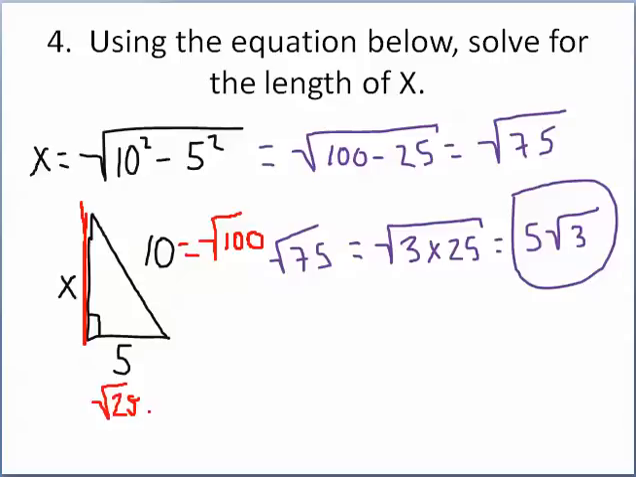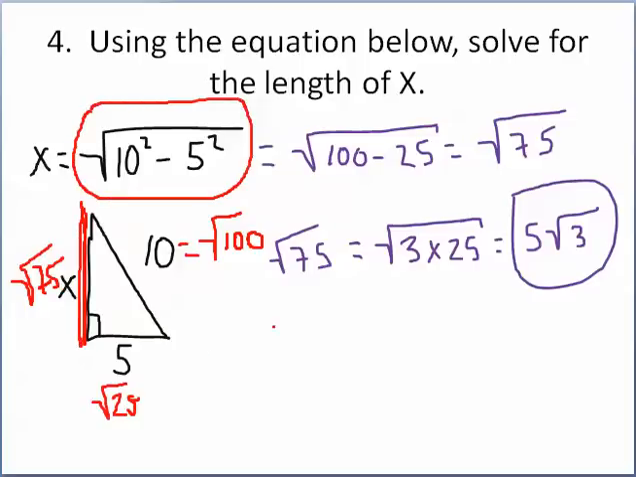100 minus 25 is 75. The square root of 75 is the length of x. And that's what this equation right here gives us. But the square root of 75 can be simplified to square root of 3 times 25. 25 then comes out from under the square root sign, and that leaves us with 5 square root 3.